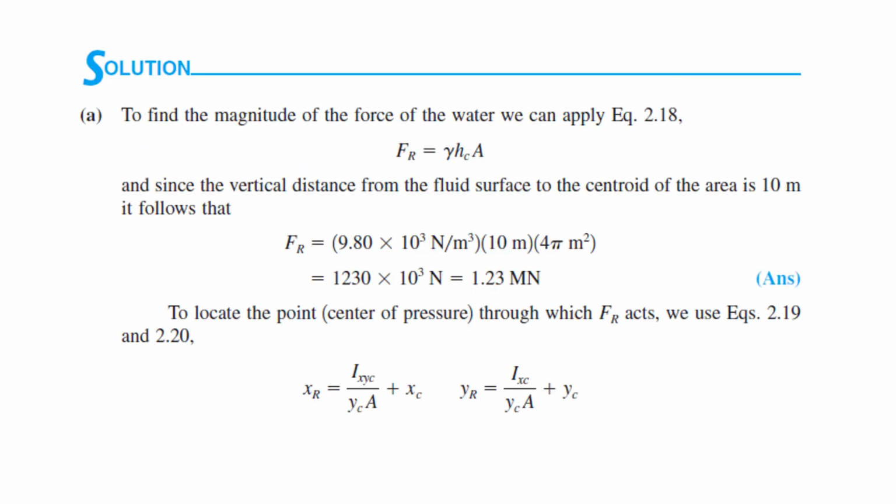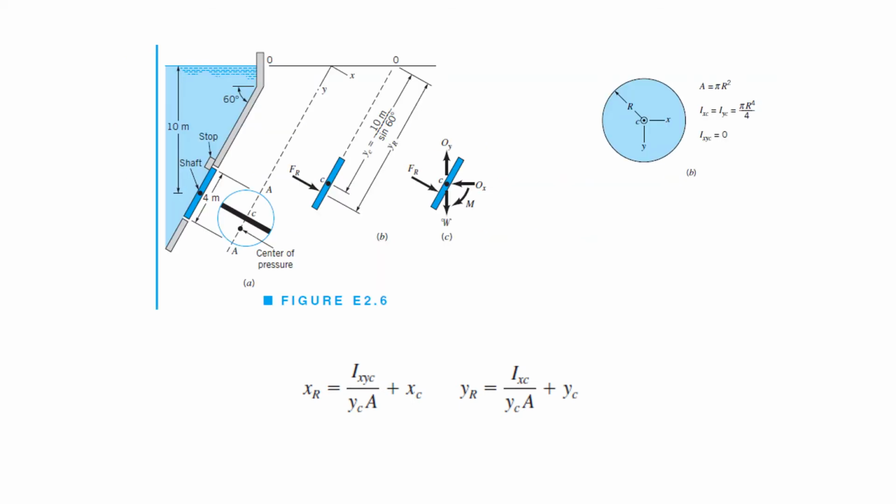So the second part of the problem is we have to find the location of the resultant force. So we have to use these two formulas to find the location of the resultant force. We find the location of the resultant force in the x direction, and it is equal to Ixyc divided by yc multiplied by area plus xc. Ixyc is the moment of area in the xy direction, and it is equal to 0.